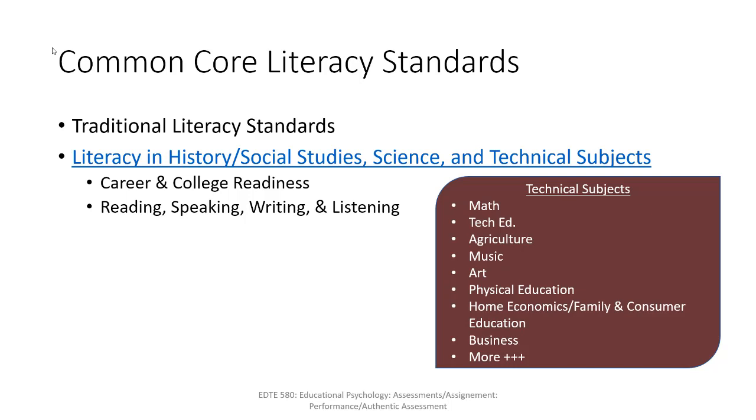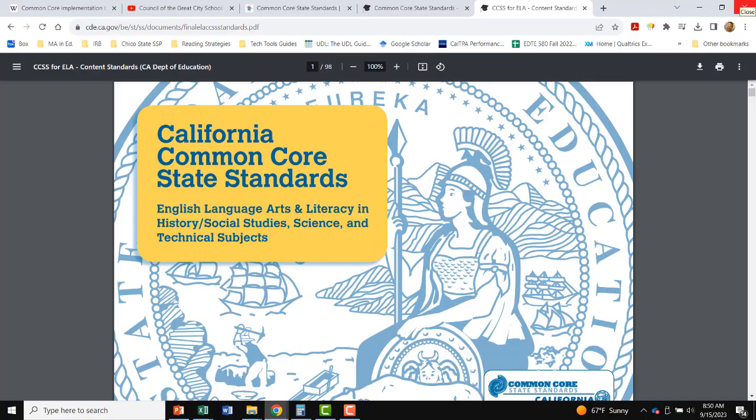When we look at these standards in just a second, we'll see that there are career and college readiness standards, and we'll also see that there are reading, speaking, writing, and listening standards. You can access the California Common Core State Standards for English Language Arts and Literacy in History, Social Studies, Science, and Technical Subjects at this website, and it is a PDF that you can download and save.